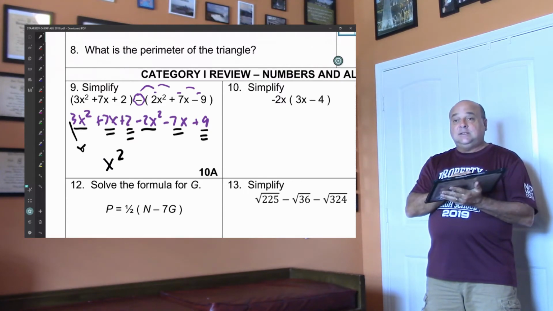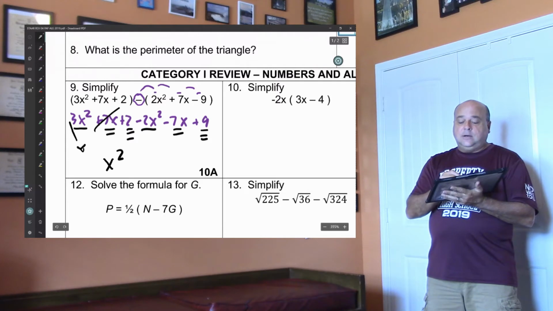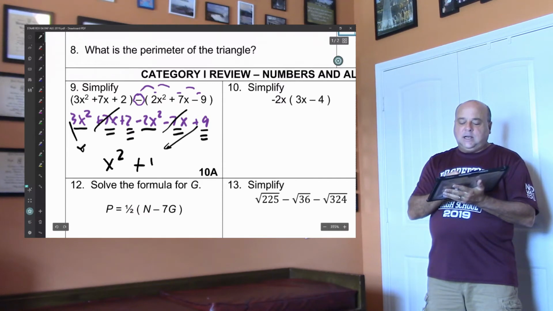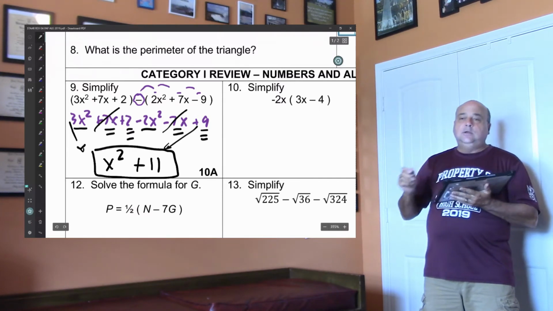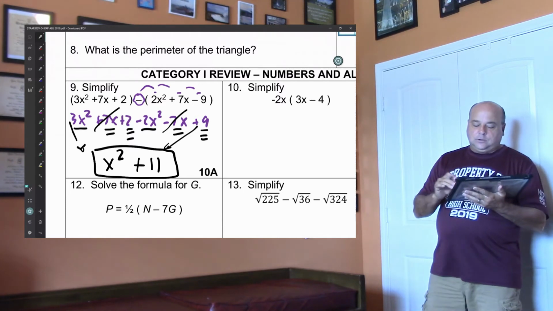What's 7x minus 7x? The x's cancel out, don't they? And then 2 minus 9. 9's larger, drop the plus. And 2 plus 9 is 11. This is the answer. Not that difficult, okay?